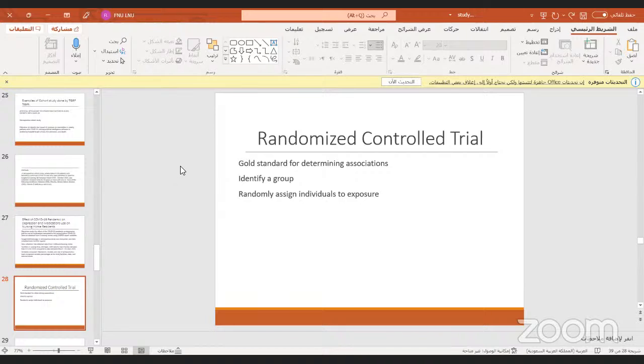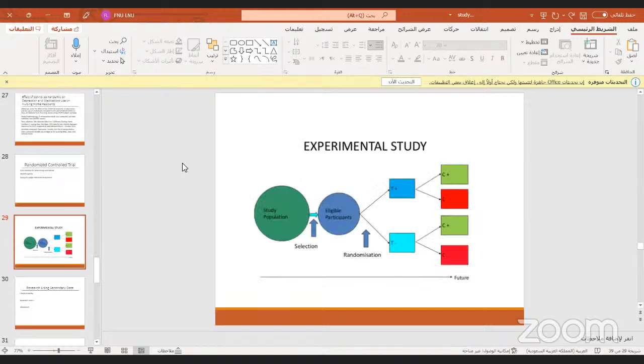Right now, we are going to move to the randomized controlled trials. It is the gold standard for determining associations and identifying groups. In this study, you identify a group and randomly assign individuals to the exposure. This is an illustration of the experimental study, starting with the population and then inclusion criteria, applicable participants. Then you define them according to their exposure.